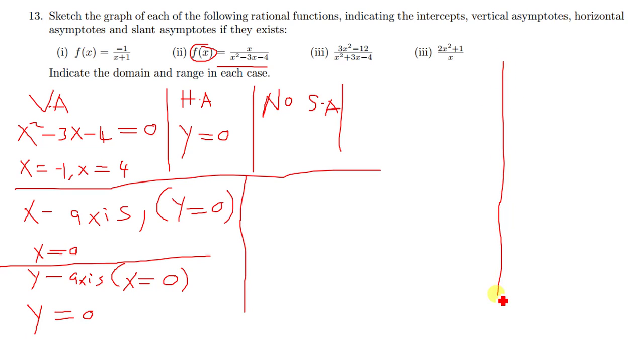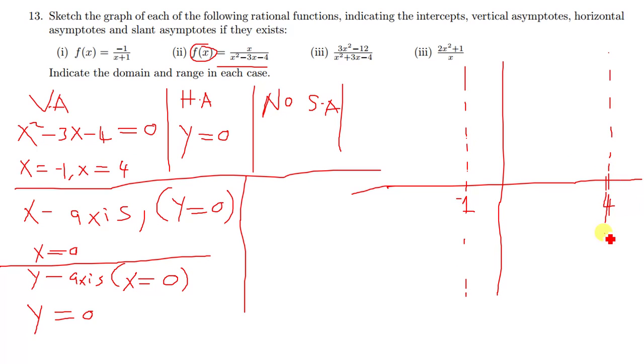So our curve is going to look like this. You first put your asymptotes. We have x is equal to -1, so I'll put my -1 there, and then x is equal to 4. So these are my two vertical asymptotes. Okay, from there, we can now begin to sketch.